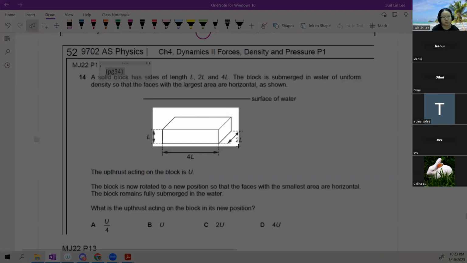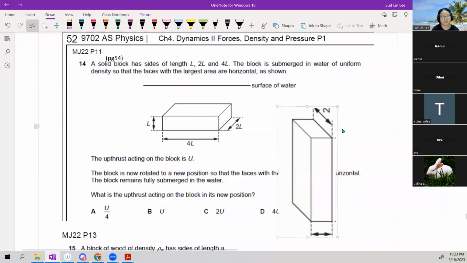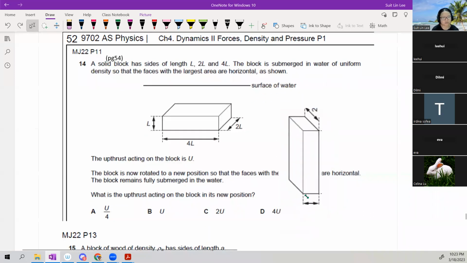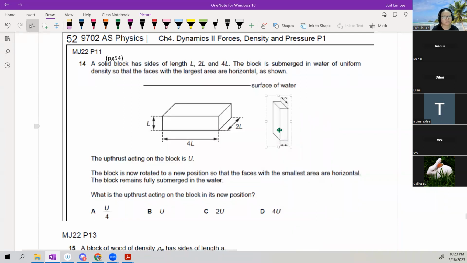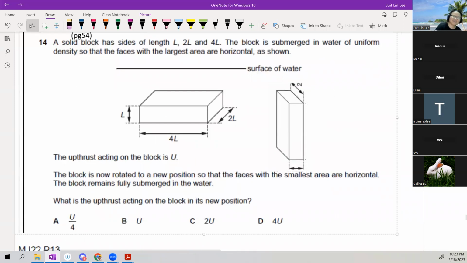So what they're going to do is flip this block. Ding. Something like that. Let's not change the dimensions. So the block will look something like this. The smallest area is horizontal. The block remains fully submerged.